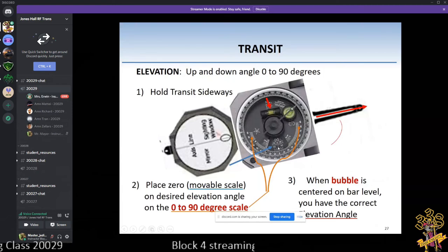Okay. So now, if you line the 0 up with the 0 on your 90-degree scale, then set your transit down on its side. This bubble should be level, indicating that you are directly horizontal to the earth. Okay? That's what this bar is used for. You get the bubble right there, then you are holding it level with the Earth, which would be 0 degrees elevation.